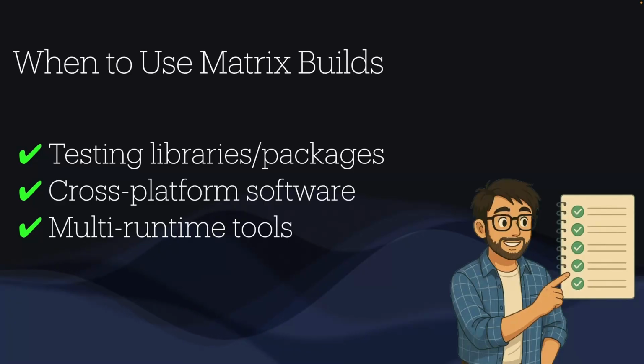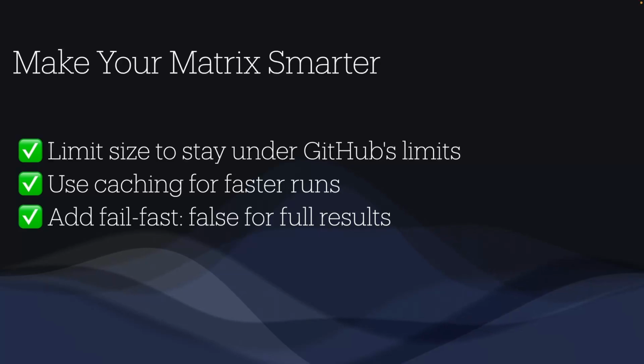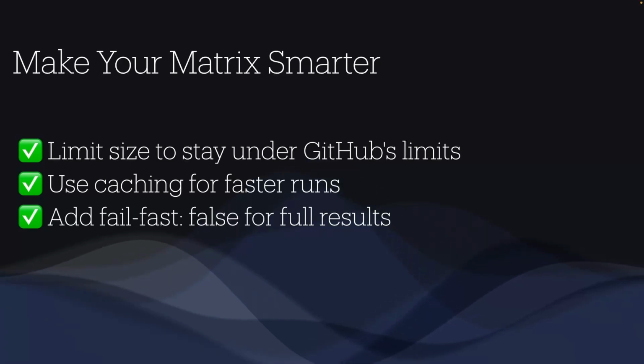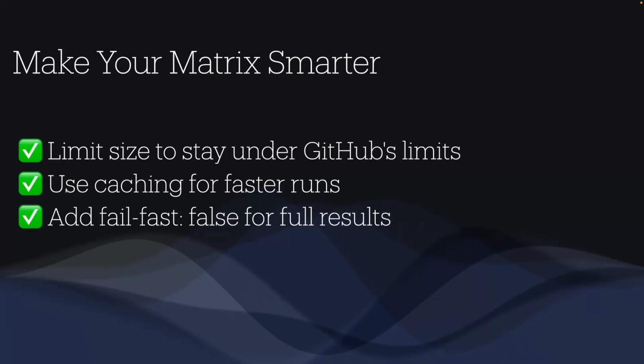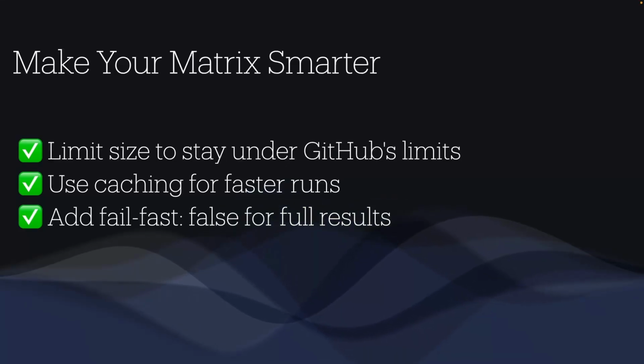So when should you be using these matrix builds? You should be using these when testing libraries or packages, when you want to test cross-platform software or multi-runtime tools. Smart ways to use matrix builds could be to limit the size to stay under GitHub limitations, and use caching for faster results. If you don't know how to do that, I'll add the tutorial in the description.